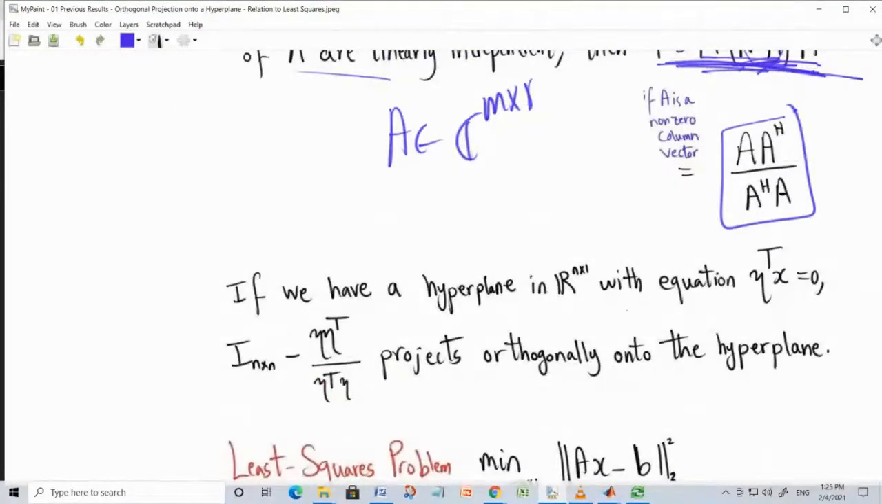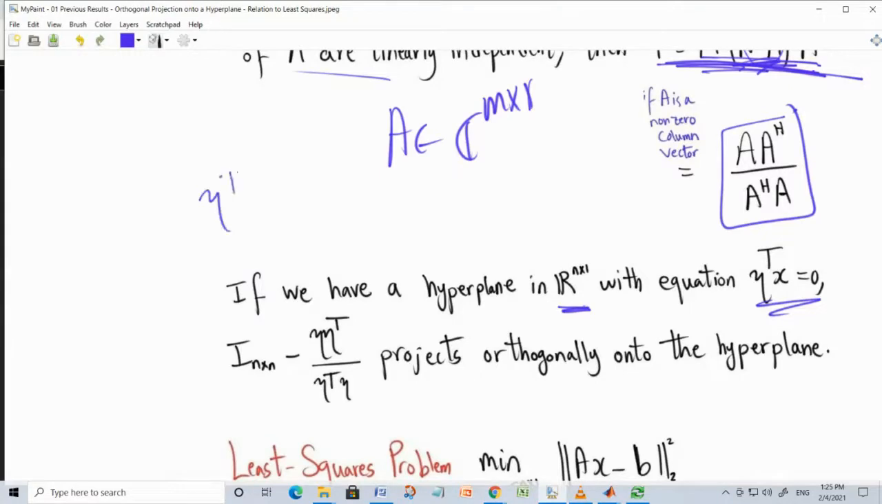Now, suppose that you are in the real space R^n, and you want to orthogonally project onto a hyperplane. For a hyperplane to be a subspace, it must pass through the origin, the point whose coordinates are all 0. So the equation of a hyperplane in the n-dimensional Euclidean space, such that this hyperplane goes through the origin, is this: there is a vector eta, and eta transpose x is equal to 0. That's the equation of the hyperplane.